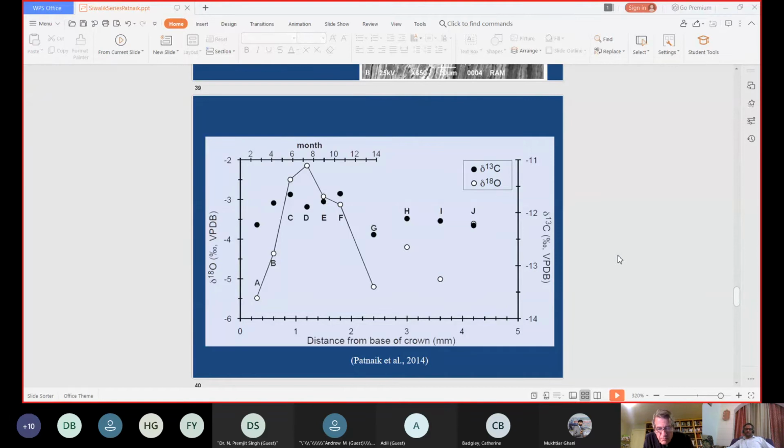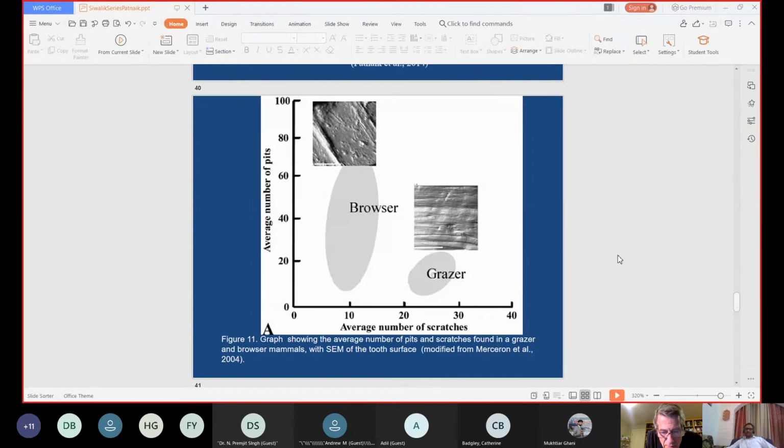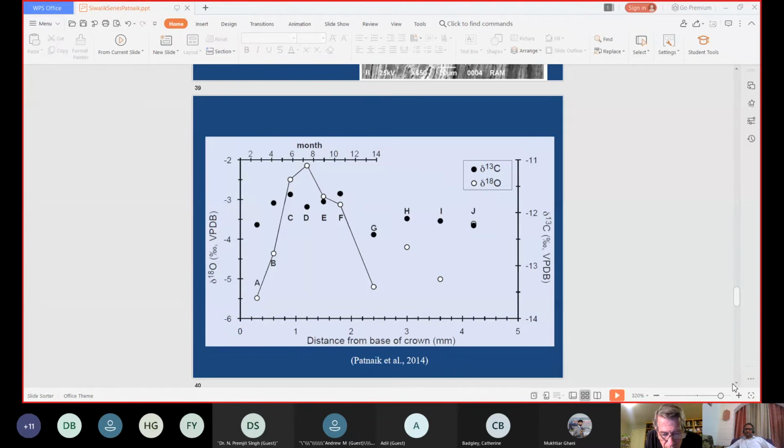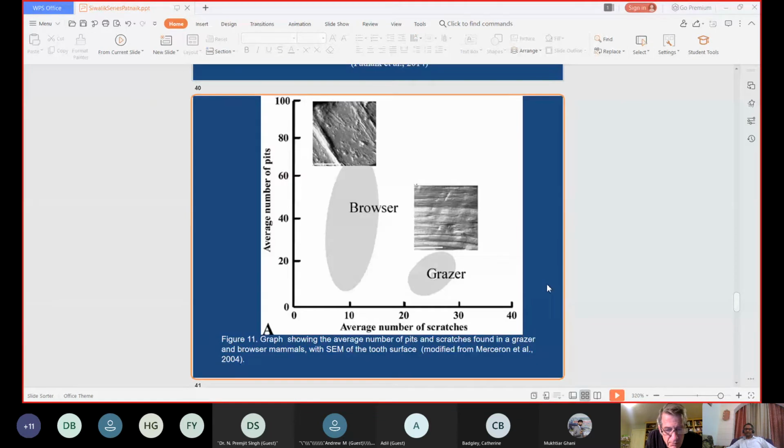Besides this, we have also done some micro drillings, which I'll come to. The other thing we did to find out diet was microwear. We selected some of these primates. A grazer would have more striations compared to a browser, and a browser would have some pits as well if it is thriving on harder material.